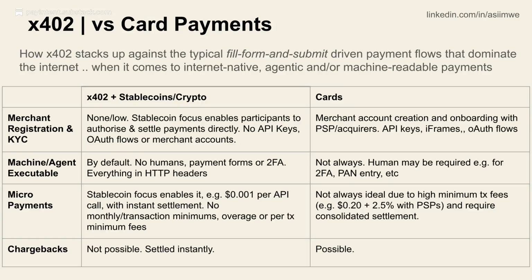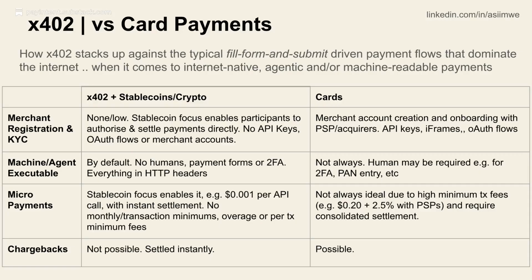Let's compare x402 stablecoin-based payments to card payments in agentic flows. x402 offers lower merchant registration and KYC hurdles compared to the card payment acquiring equivalent. It allows for machine-only execution, which is not always possible on cards, especially when things like 3DS come into the picture. It is ideal for micropayments due to very low fees. With cards, it is often impractical to scale micro-value payments because PSPs often charge a flat amount, plus a percentage per transaction. The flat amount is often higher than the intended micropayment amount.